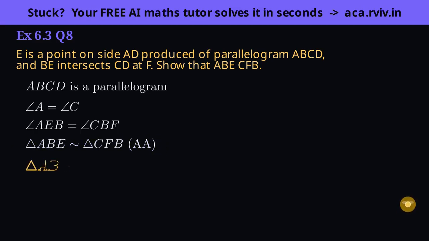In sight, a parallelogram is packed with equal and alternate angles, ideal fuel for an AA similarity proof.